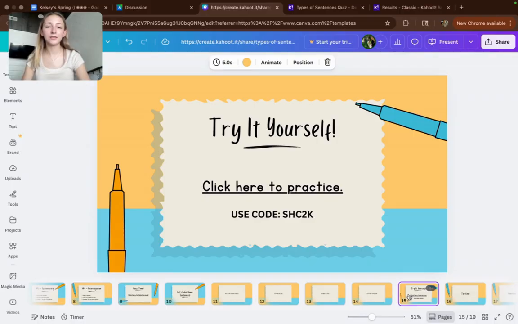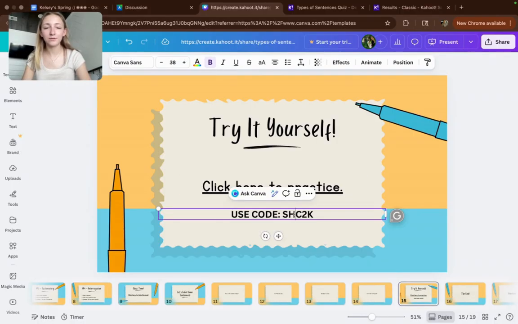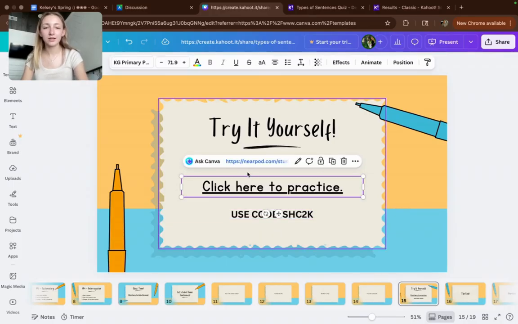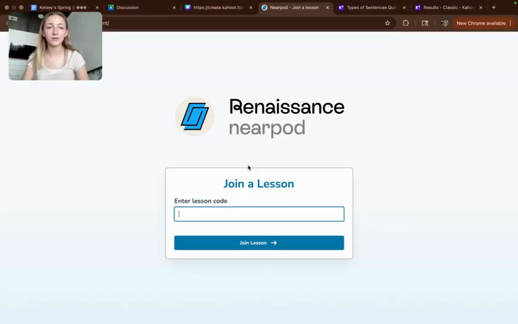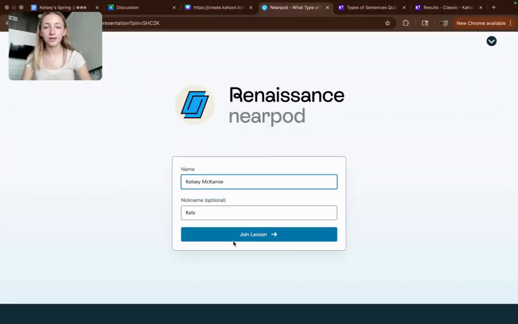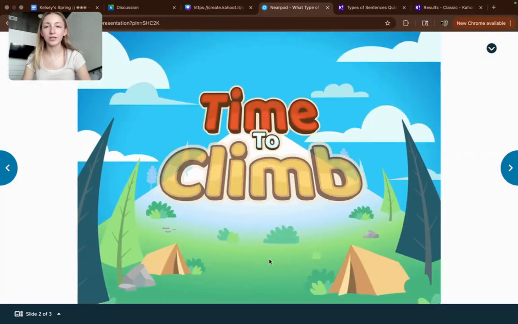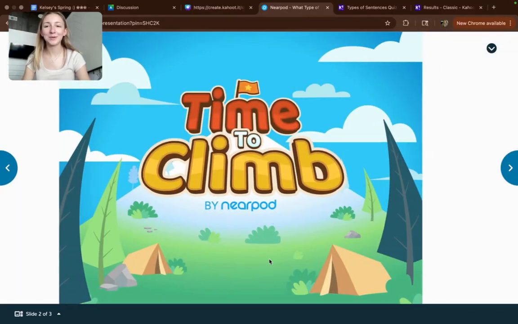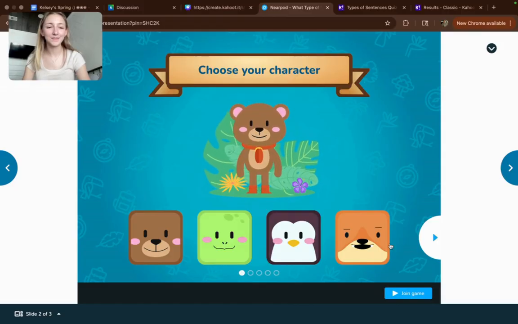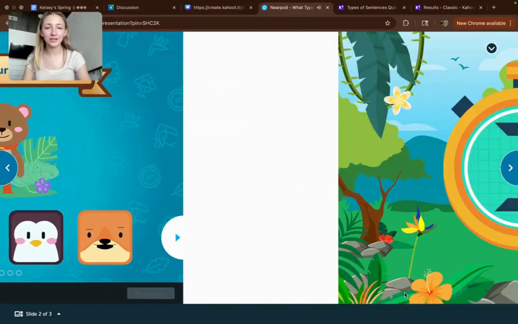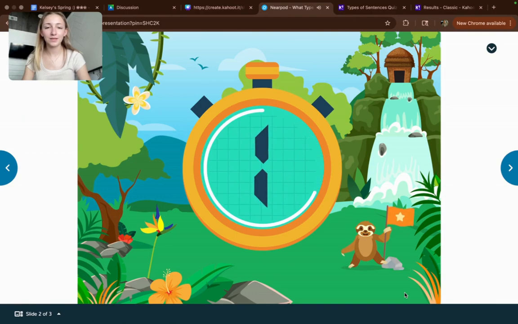Then I'll give the students a chance to practice on their own. So for this one, they'll need a code. They'll be able to copy and paste that. Just click on this link and it will take them to Nearpod. They can paste the code there and it'll take them to the lesson. And this one's actually a game, so it's a little bit more fun for students. They can choose their character and then start the game.